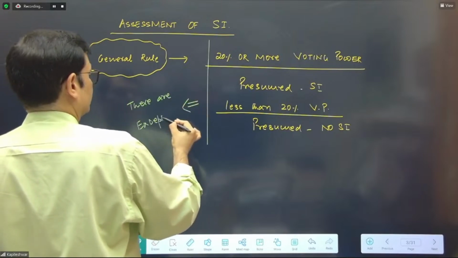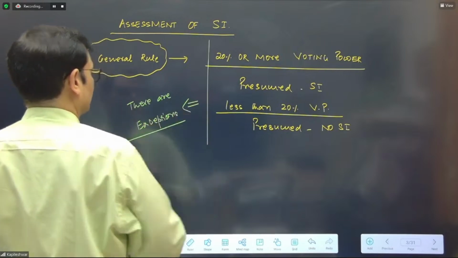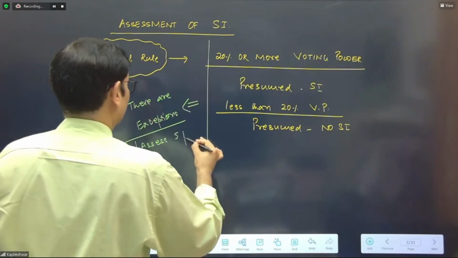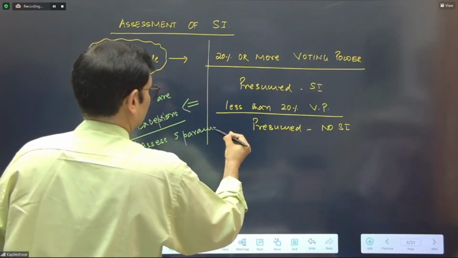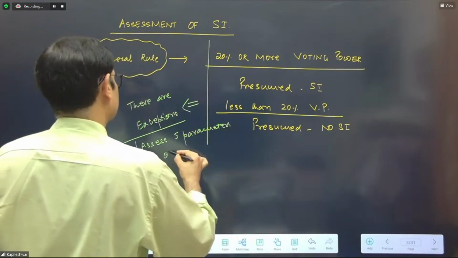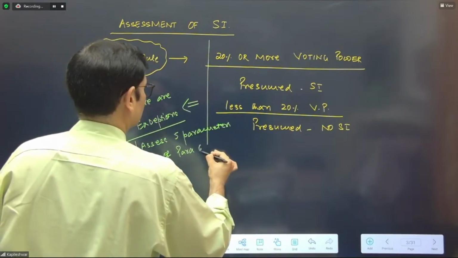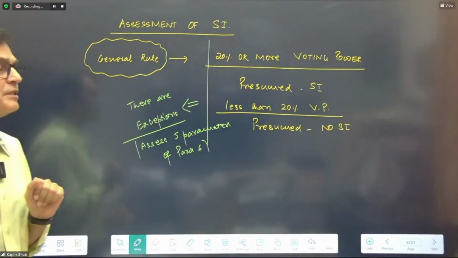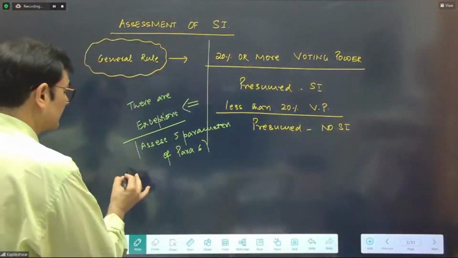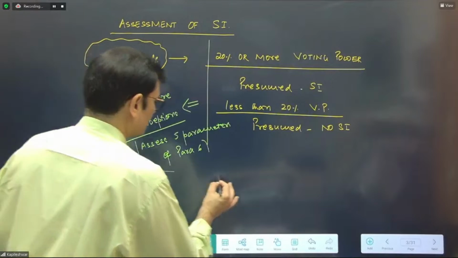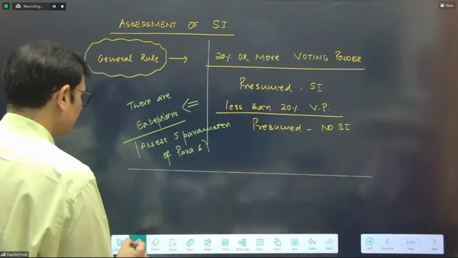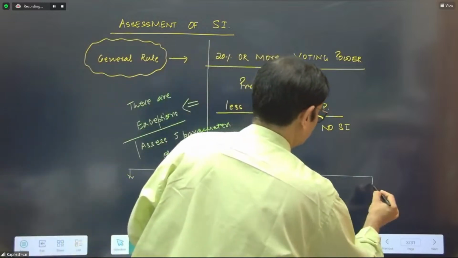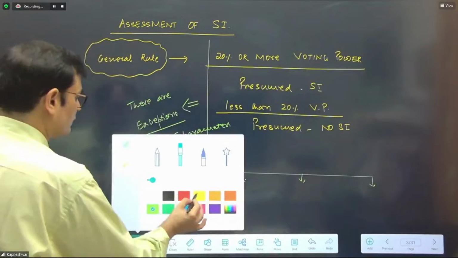So we will see those exceptions very soon, but for these exceptions, we need to assess the 5 parameters. I'm just making a reference to para number 6. You need not remember the para number, but there are certain parameters to be assessed in terms of para 6. If you make a quick list of those 5 parameters, let's see what they are.